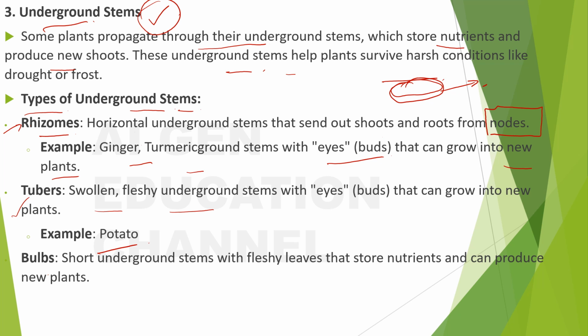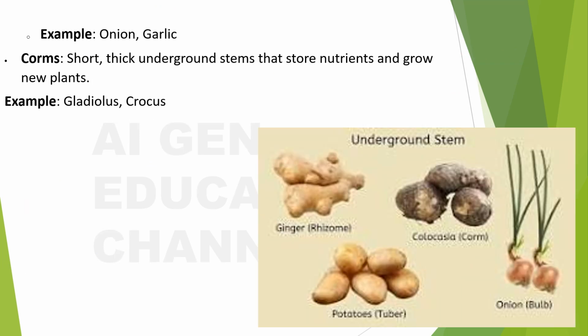So these are the types of the underground stems. Okay, these are short underground stems with fleshy leaves. So every category of this is different, right? So you have to understand these differences, and this can be your question for your competitive exams, like what are the types of underground stems. Then you should be able to say rhizomes, tubers, bulbs and corms.